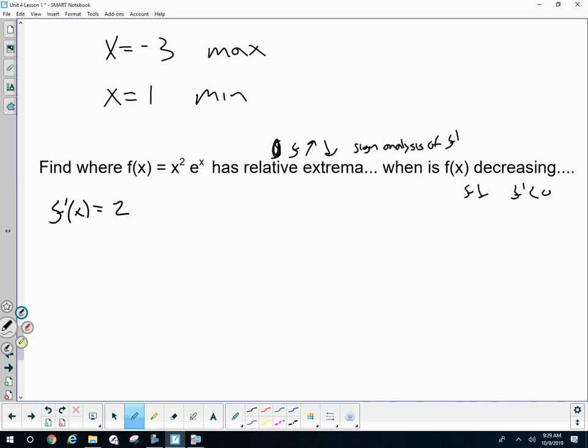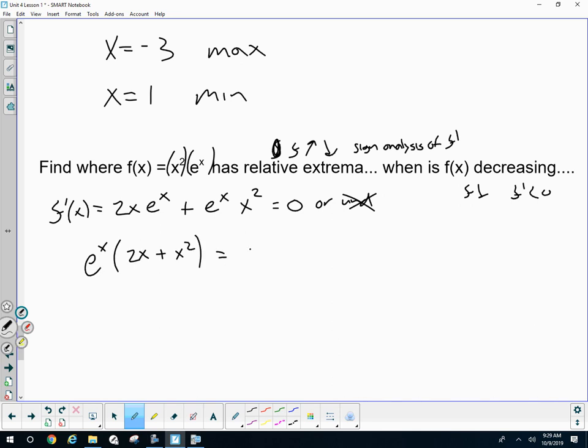Once again, product rule. Derivative of the first times the second plus the derivative of the second times the first. Set this equal to 0 to see when my signs could change, see when it's undefined. I don't have to worry about the undefined. There's no denominator. Factor out the e to the x. We can then factor this inside, and I get something like that. So 0 and negative 2 are interesting points.